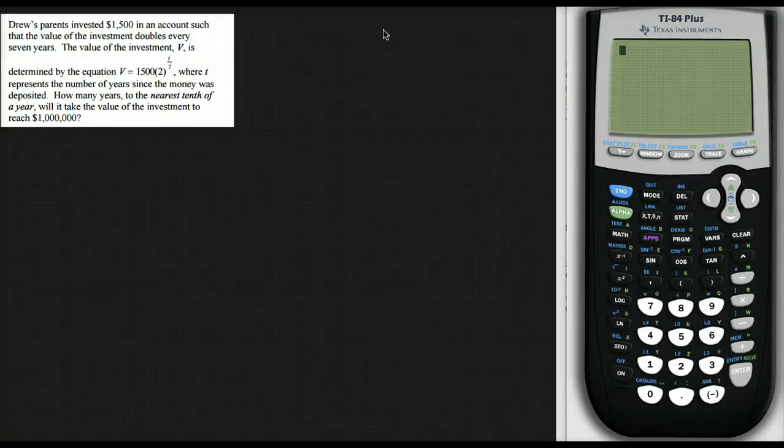Hi, I'm going to show you how to solve an exponential equation by graphing. So first, let's read the problem.